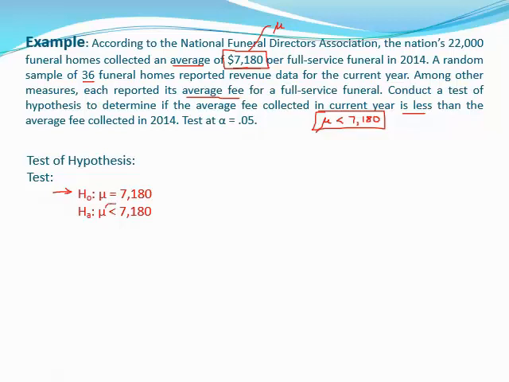There are three options for this alternative. There's a less than, a greater than, and a not equal to. You've got to figure out which one is appropriate for the words of your prompt, for what you're trying to show in the current example. And then that goes in the alternative. The equal sign will always show up in the null hypothesis.